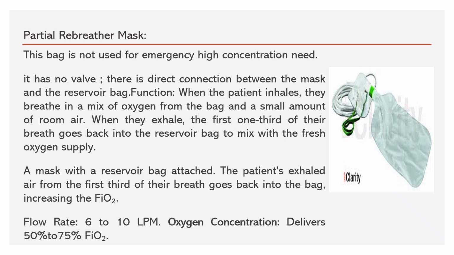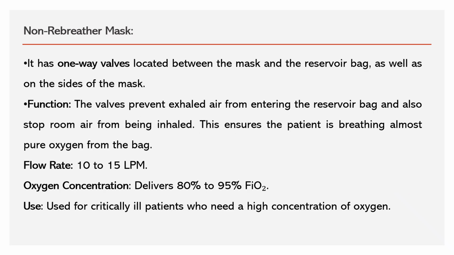We can see the reservoir bag attached to it. The air the patient exhales from the first third of their breath goes back into the bag. It increases the FiO2 of the patient. The flow rate is 6 to 10 liters per minute. Oxygen concentration delivered is 50 to 75% FiO2. The partial rebreathe mask and non-rebreathe mask look the same, but there is a valve in the non-rebreathe mask, and there is no valve in the partial rebreathe mask. That's the difference.